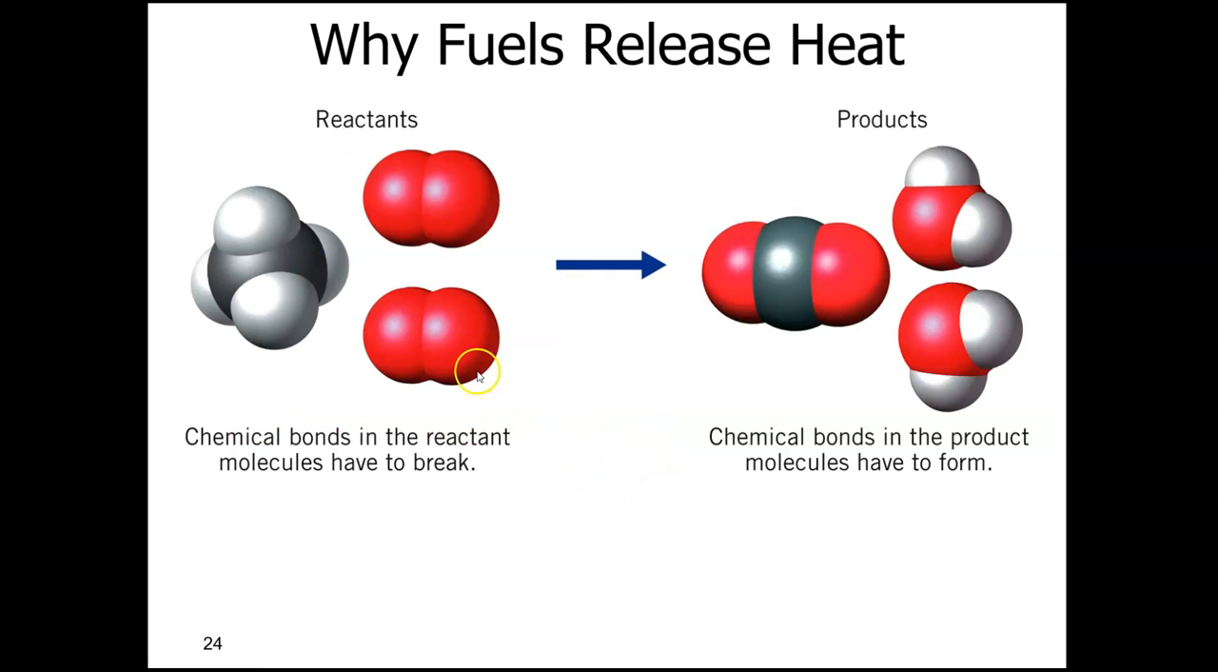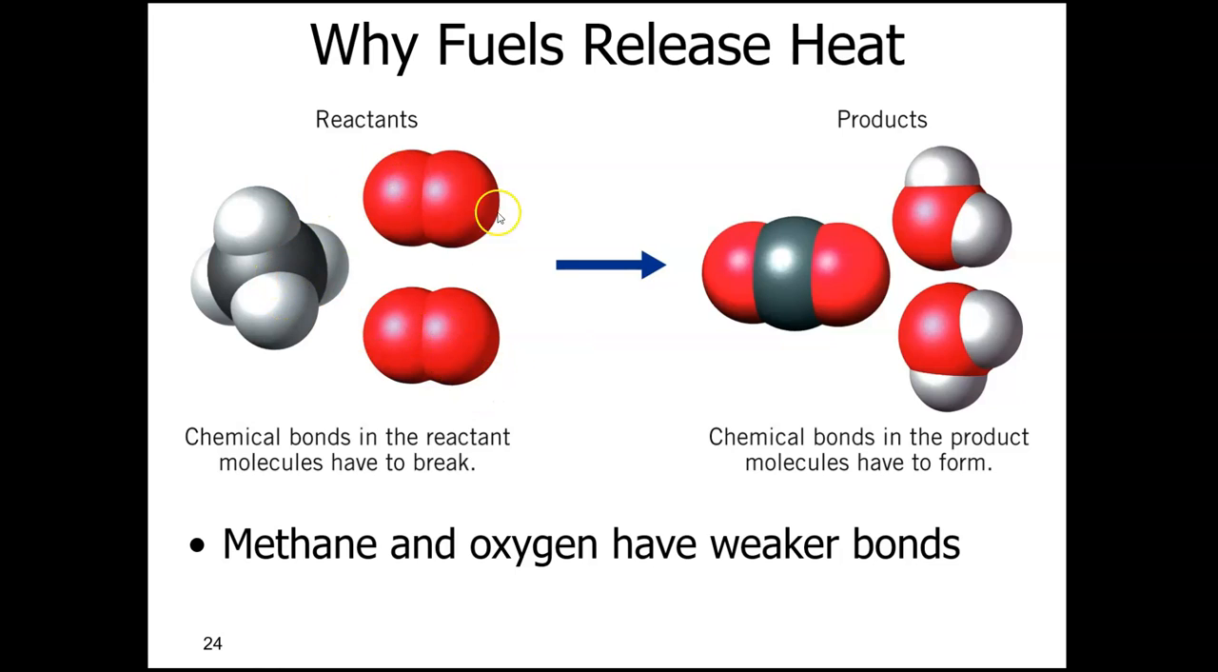So let's look at this. When we're looking at the chemical bonds, we have the methane here, with carbon and 4 hydrogen, and then we have the oxygen gas, and these are together. These oxygen bonds need to be broken so we can reform these new molecules on the right. The methane and the oxygen bonds are actually weaker bonds that can be broken more easily.